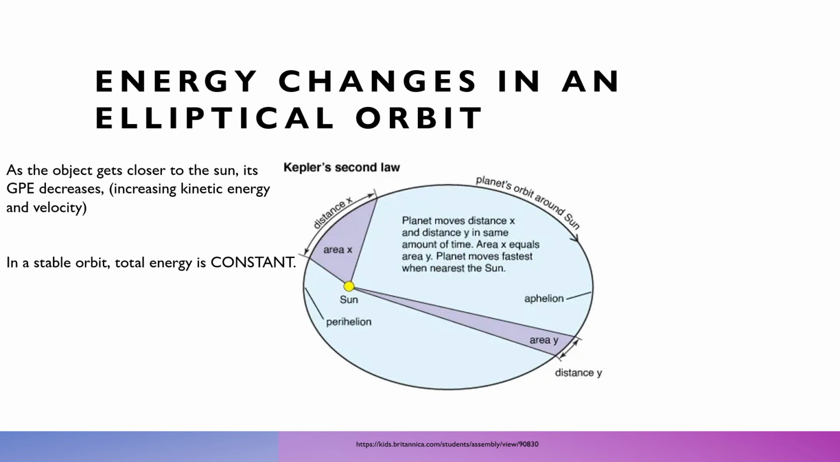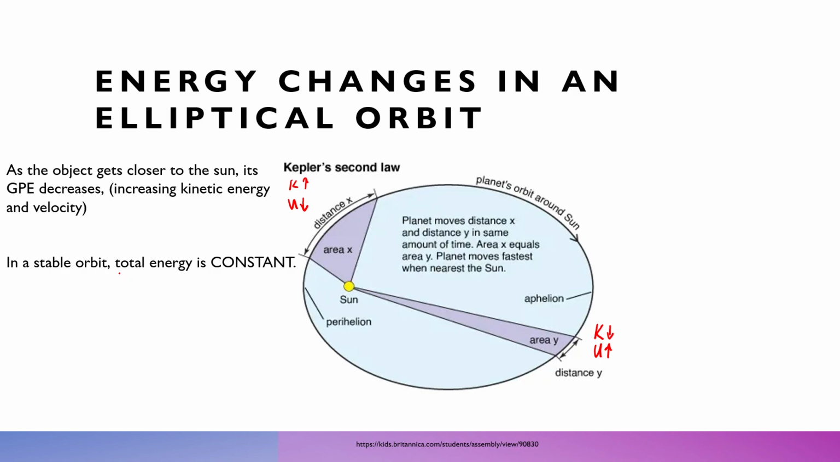In an area close to the central object, we're going to see the highest kinetic energy and the lowest gravitational potential energy. And conversely, when the object is really far away from the central mass, the opposite is true. The orbiting object loses kinetic energy, but as a result gains gravitational potential energy.